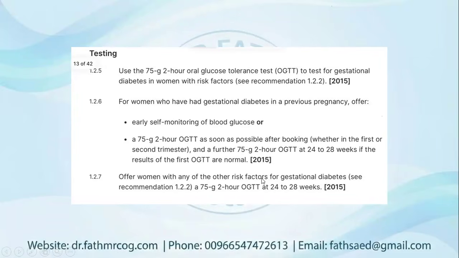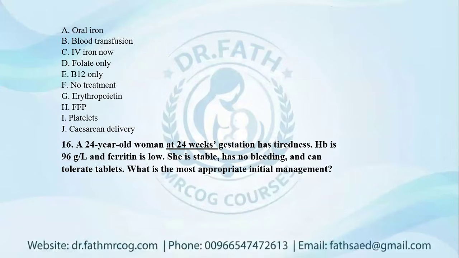Offer women with any other risk factor for gestational diabetes testing at 24 to 28 weeks with the OGTT. Because this patient has a risk, you will do it as early as you can. As early as possible, you will test this patient.